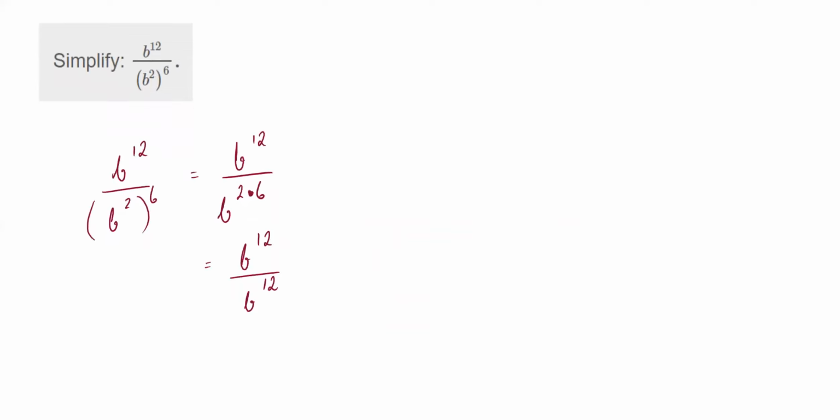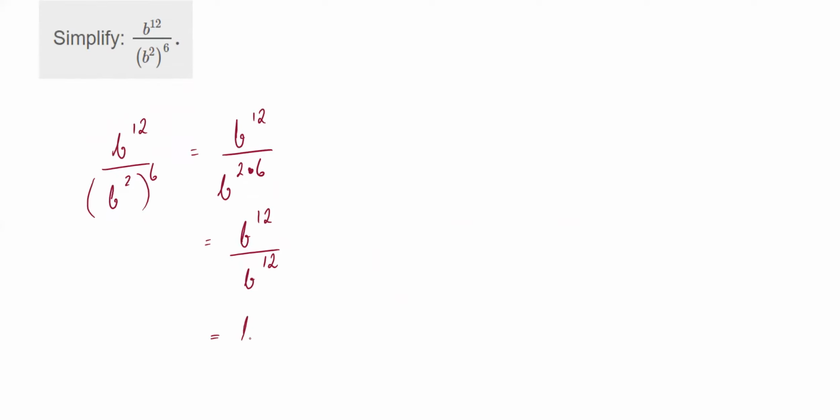Remember, I'm trying to apply the properties. So which one is bigger? I can't decide because both are equal, right? So if they're equal, it's just easier to combine them on the top. So 12 minus 12, right? Which is b power 0. 12 minus 12 is 0. B power 0, what is anything power 0? That is a 1. So you got your answer.